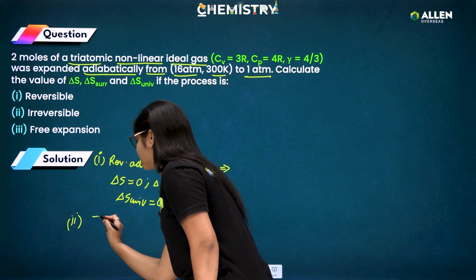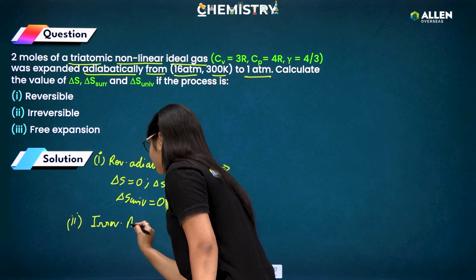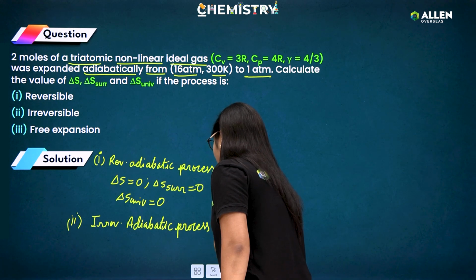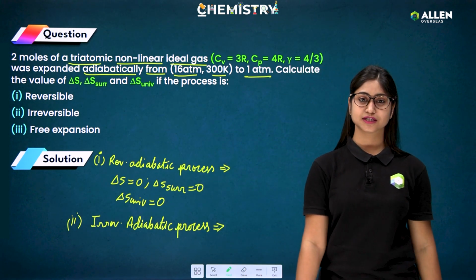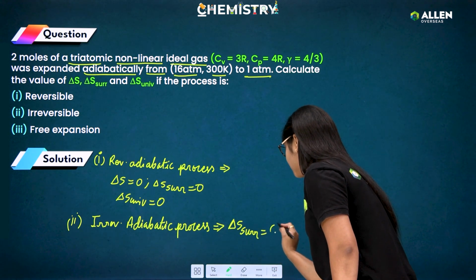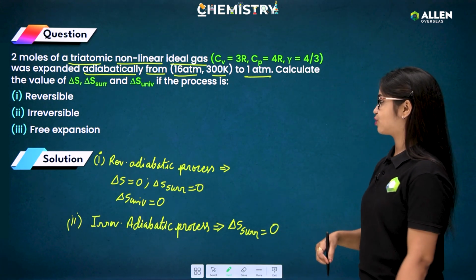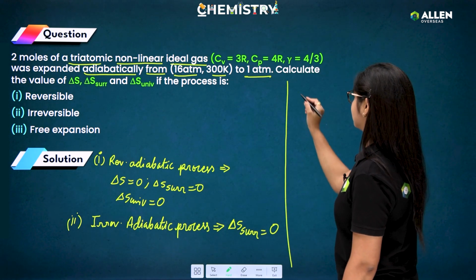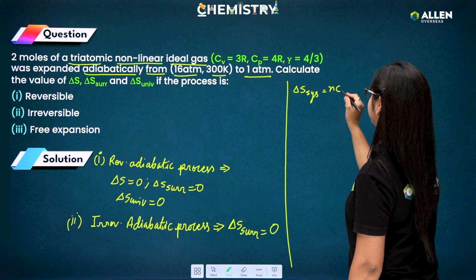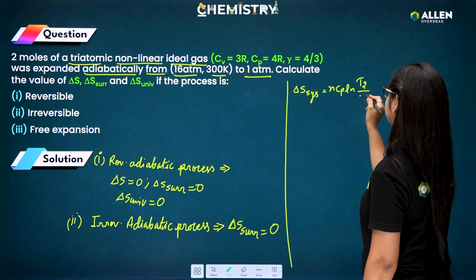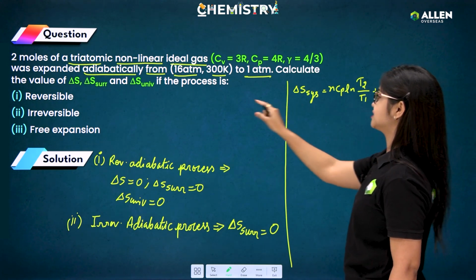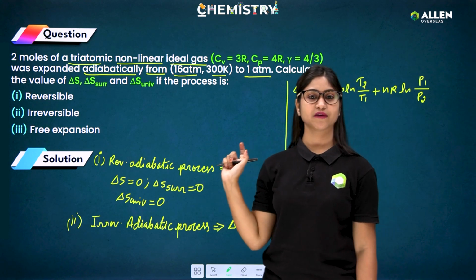When you have an irreversible adiabatic process, we know delta S system is not equal to 0. Delta S surrounding is 0, because for the surrounding the process is always reversible. So how can we find delta S system? We have to use the formula nCP ln T2 by T1 plus nR ln P1 by P2, because here the change in pressure is given, 16 atmosphere to 1 atmosphere. That's why we are using this formula.